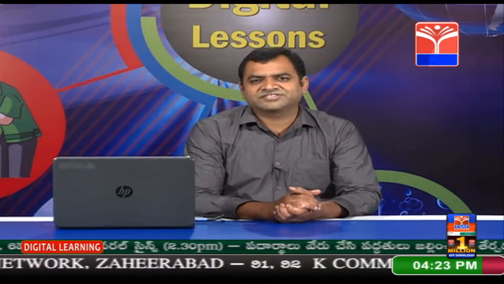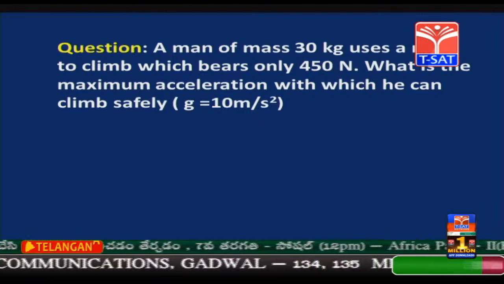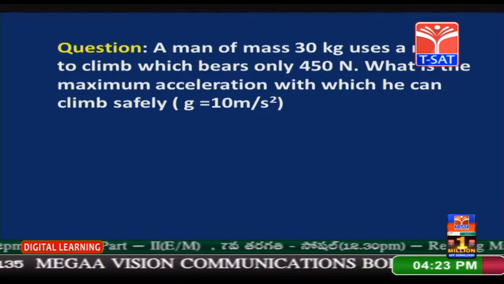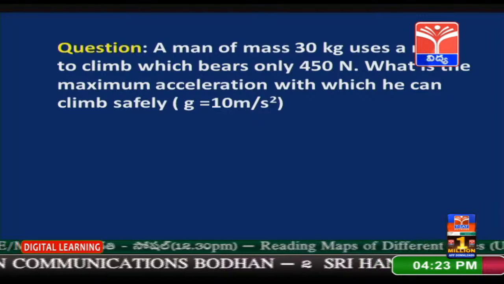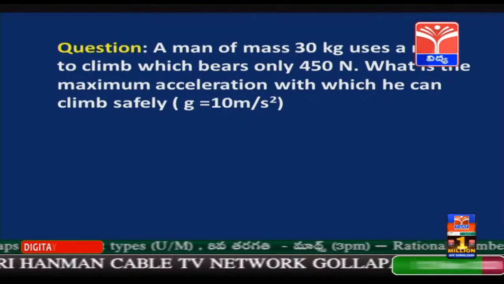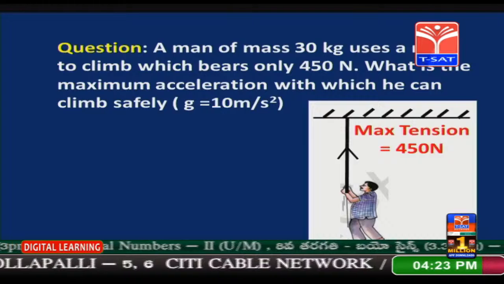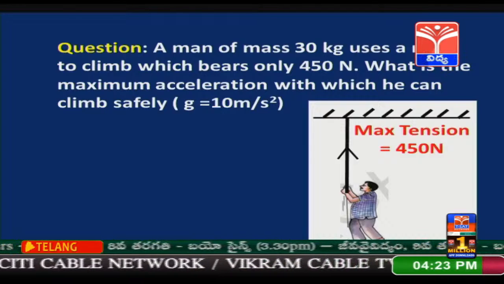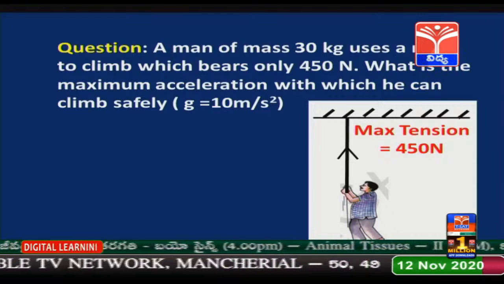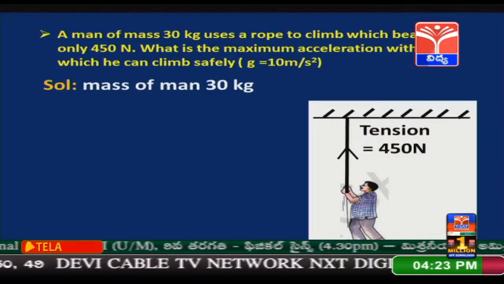Let us solve another question. A man of mass 30 kg uses a rope to climb which bears only 450 Newton. What is the maximum acceleration with which he can climb safely, given that acceleration due to gravity is 10 meter per second square? Here is a man who is trying to climb up the rope, but the rope can withstand a maximum tension of 450 Newton. First, consider the mass of the man.